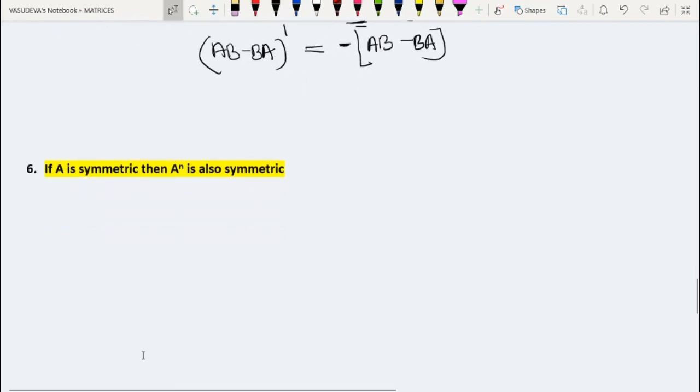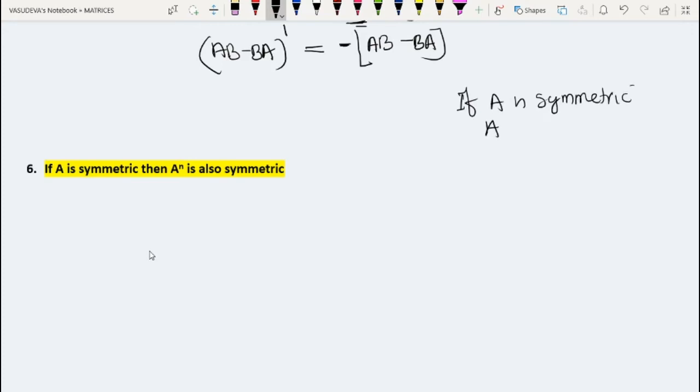So now this one, if A is symmetric, it is an additional property which is not given in the textbook, but you must know this property also. If A is symmetric, then A power n is also symmetric. Before showing that A power n is symmetric, I am taking that A square is also symmetric. If A is symmetric, A square is also symmetric.